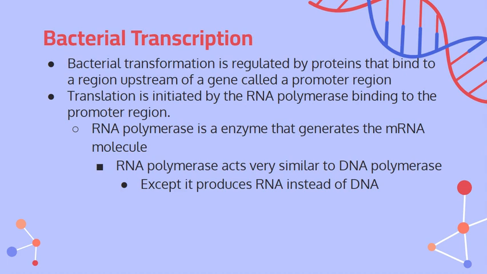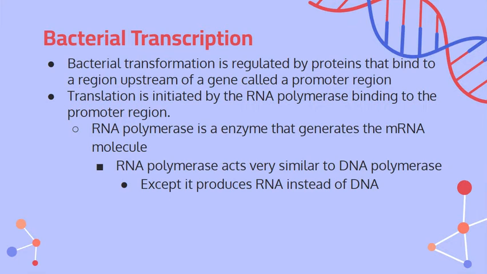So, we're going to look at bacterial or prokaryotic transcription and eukaryotic transcription. So, bacterial transcription is regulated by proteins that bind to a region upstream of a gene called the promoter region. Transcription is initiated by an RNA polymerase binding to the promoter region. So it sticks onto that region. The promoter region says, hey, bind here. It sticks, and then it starts reading the DNA and transcribing it into RNA.